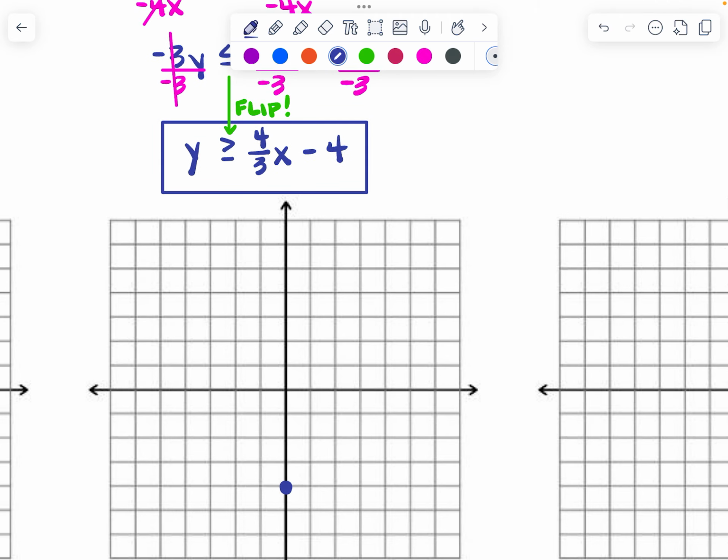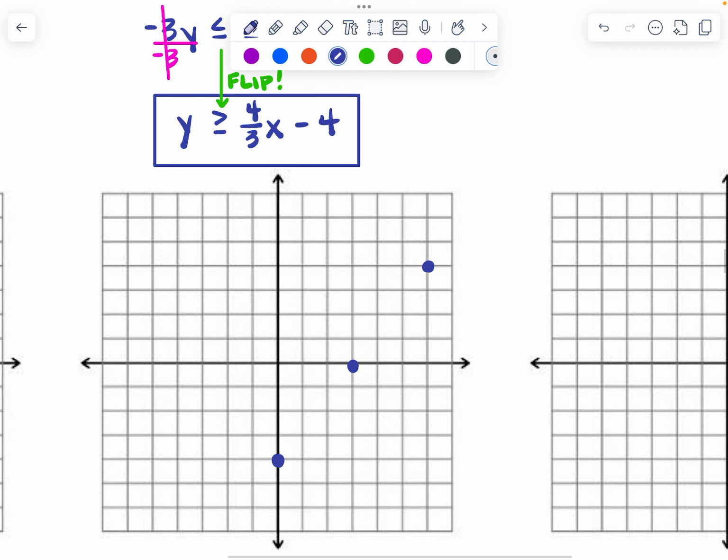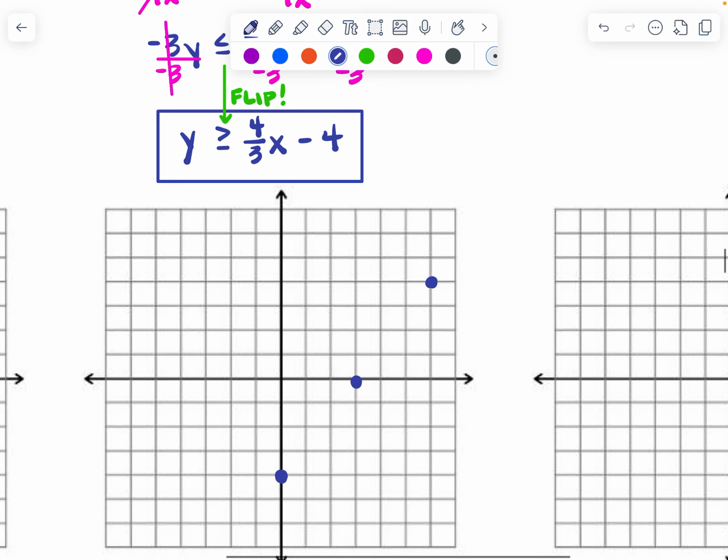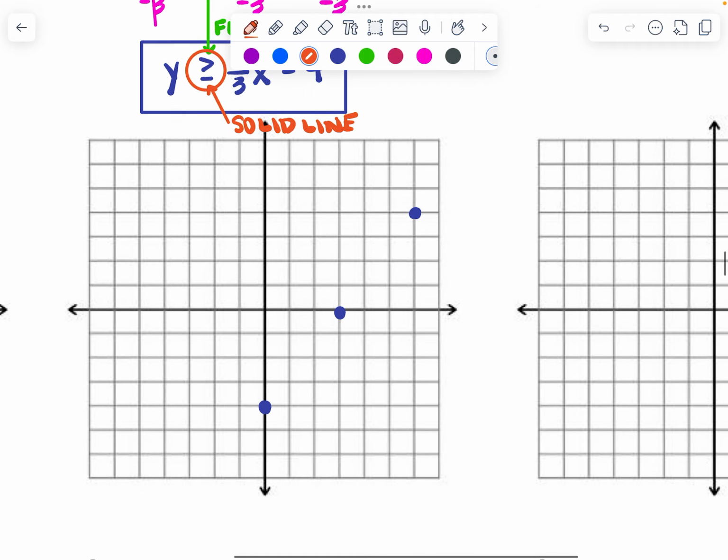Our y-intercept is negative 4. Our slope is positive 4/3, so we're going to go up 4, right 3. Up 4, right 3. All right, and then the next question is, should it be a solid or a dotted line? Right, so because this is our symbol, because it can equal the line, it's got the equal to bar, that means it's a solid line. So we're actually going to make it a solid line here.